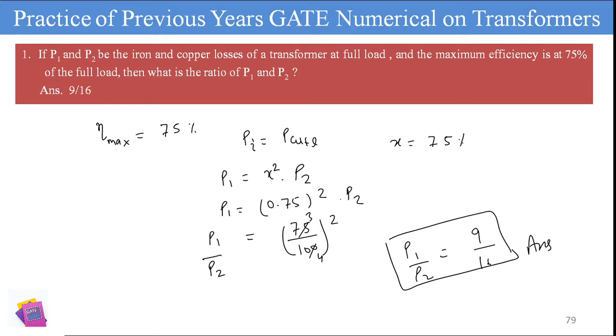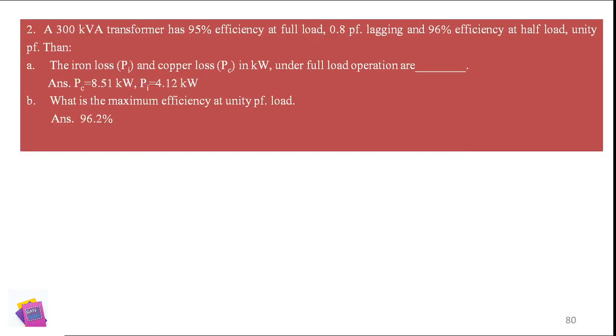Okay. Next, a very important numerical asked in the GATE exam 2014 or I think 2016. A 300 kVA transformer has 95% efficiency at full load, 0.8 power factor lagging, and 96% efficiency at half load, unity PF. Then you have to find out the iron losses, PI, and copper losses under full load operation. And second point, you have to calculate what is the maximum efficiency at unity power factor load.